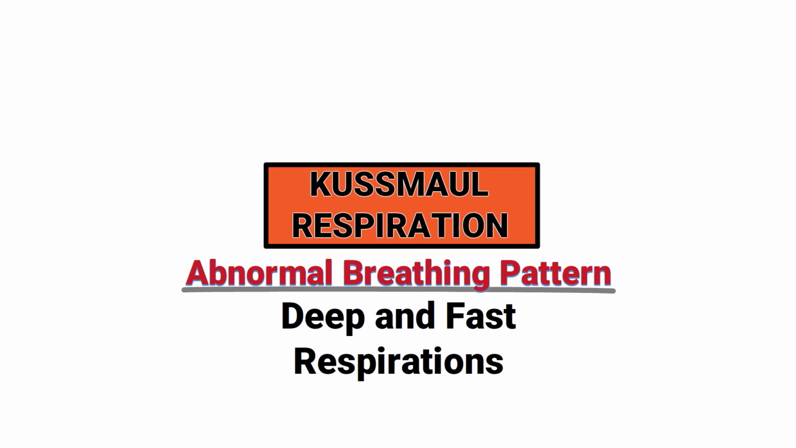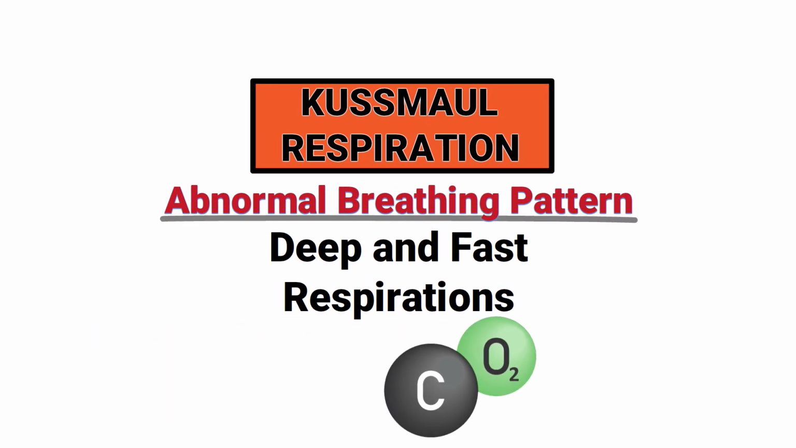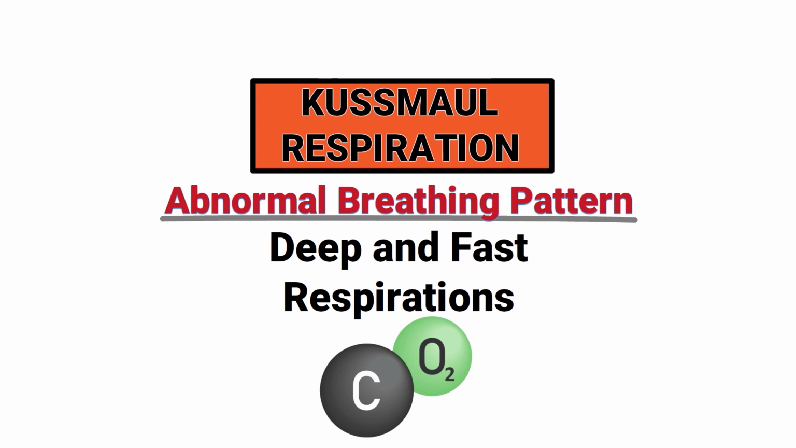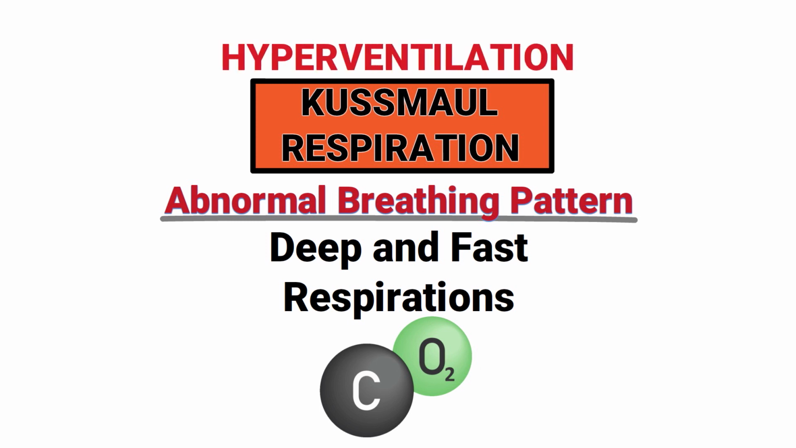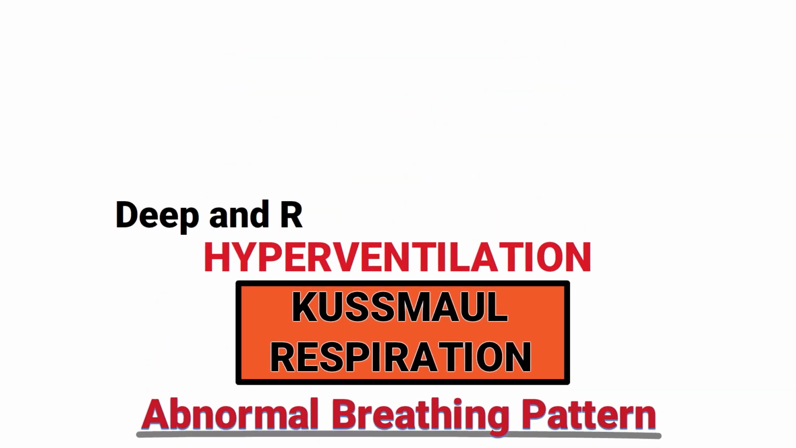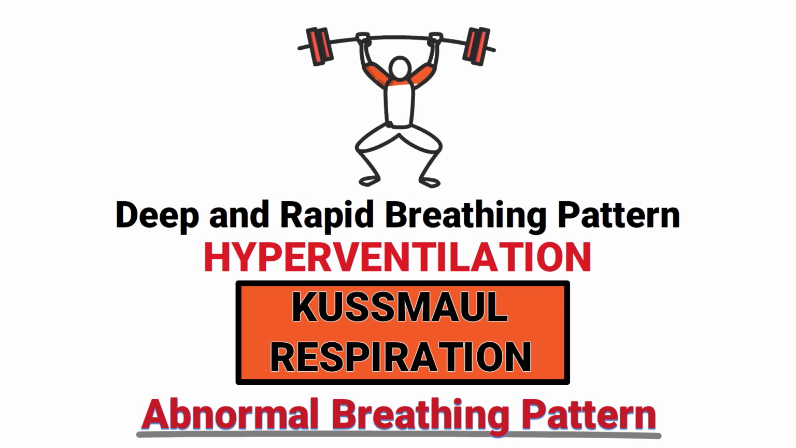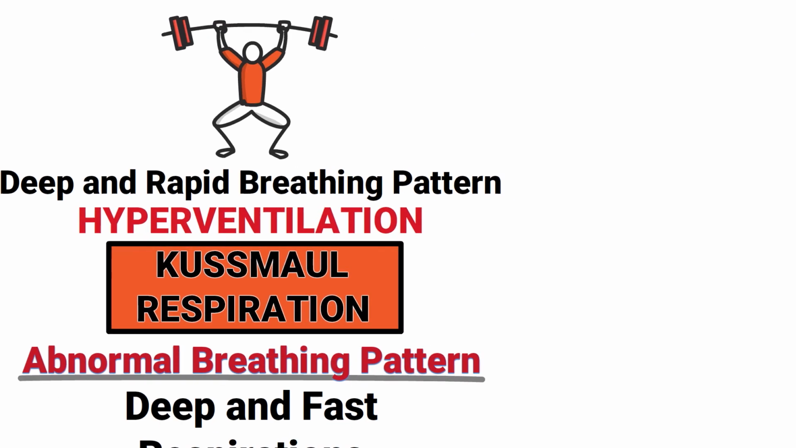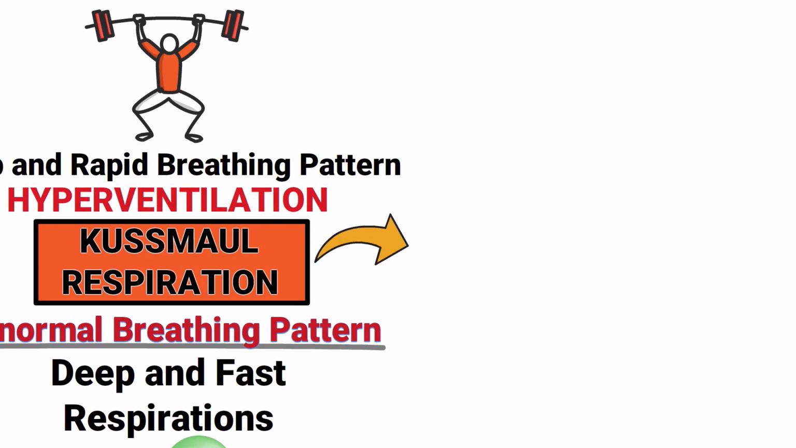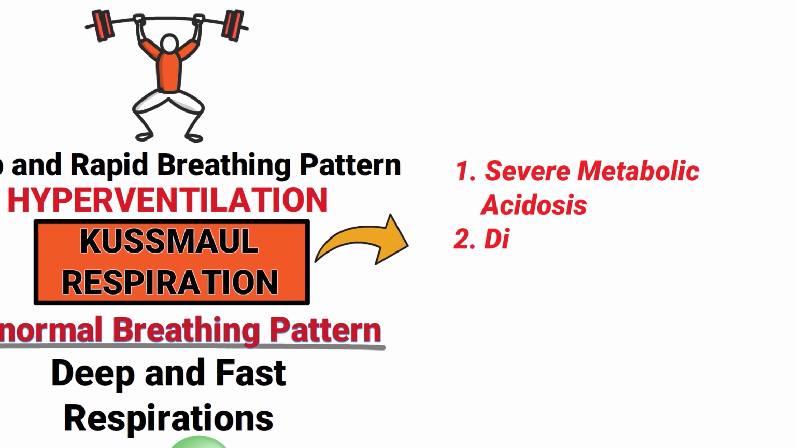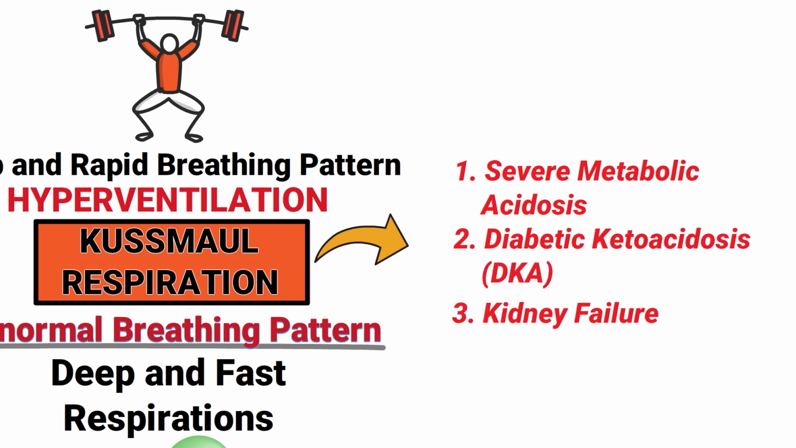This pattern causes the patient to blow off a lot of carbon dioxide, which means that it is a form of hyperventilation. It resembles a deep and rapid breathing pattern as if the patient had just finished a strenuous exercise routine. Kussmaul breathing is often seen in patients with severe metabolic acidosis, diabetic ketoacidosis, and kidney failure in some cases.